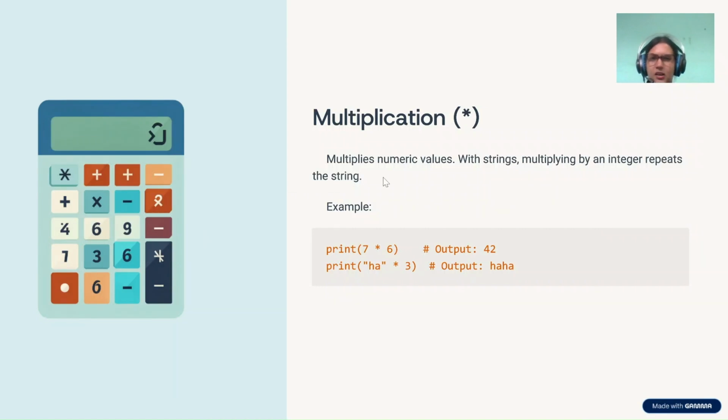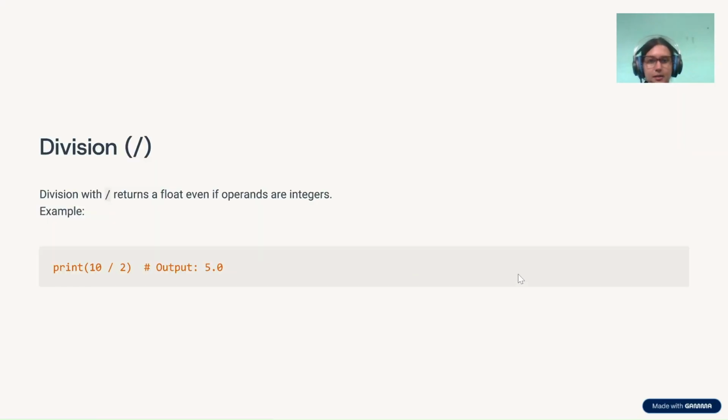The same thing is written here. Multiplies numeric values with strings. Multiplying by an integer repeats the string. We learned that. These are some examples that you can practice. Print 7 into 6. Print ha into 3 times. We already did this, right? Then there's division.